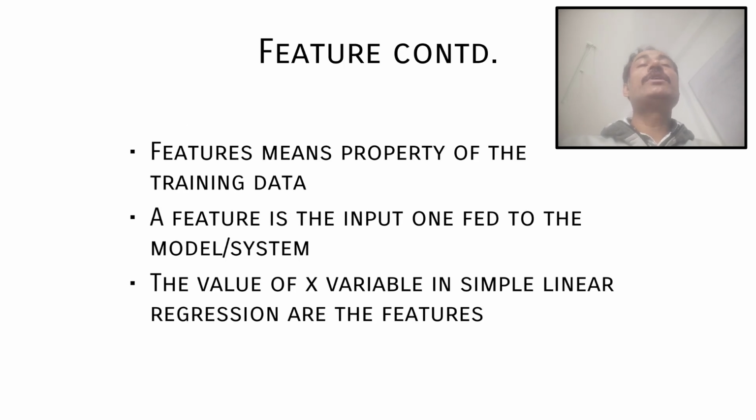And here is some more information about features. A feature means the property of the training data, what I have discussed earlier. A feature is the input fed to the model or the system. The value of the x variable in simple linear regression are the features.